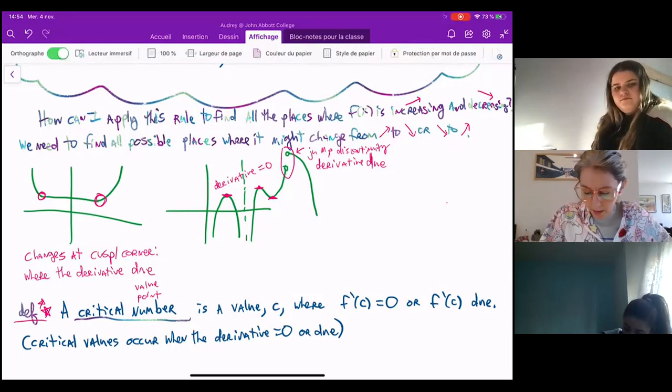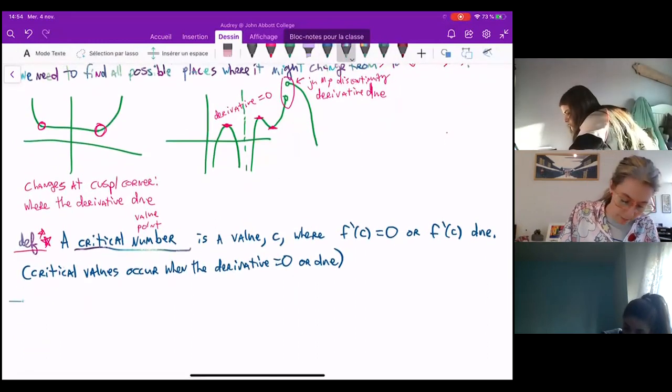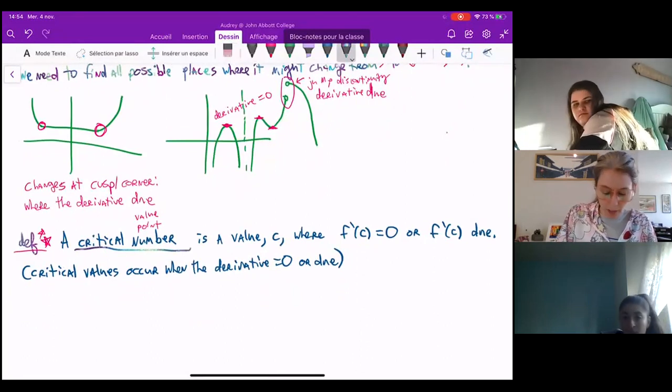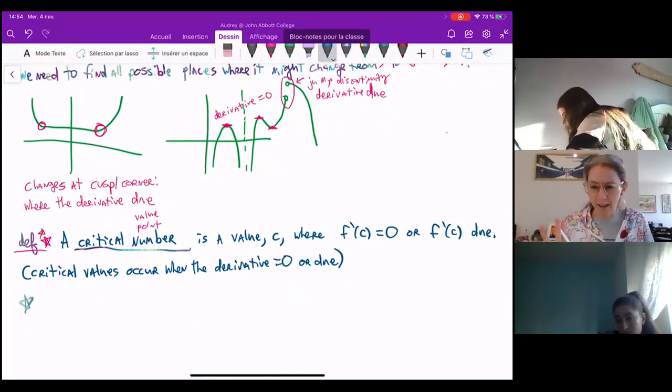Now we're going to do a little caveat here that we're not going to think about much, but it's still important to write this. A value is only considered to be a critical number if the function is defined there. We're going to write that down so we have it, but largely we're going to ignore it.